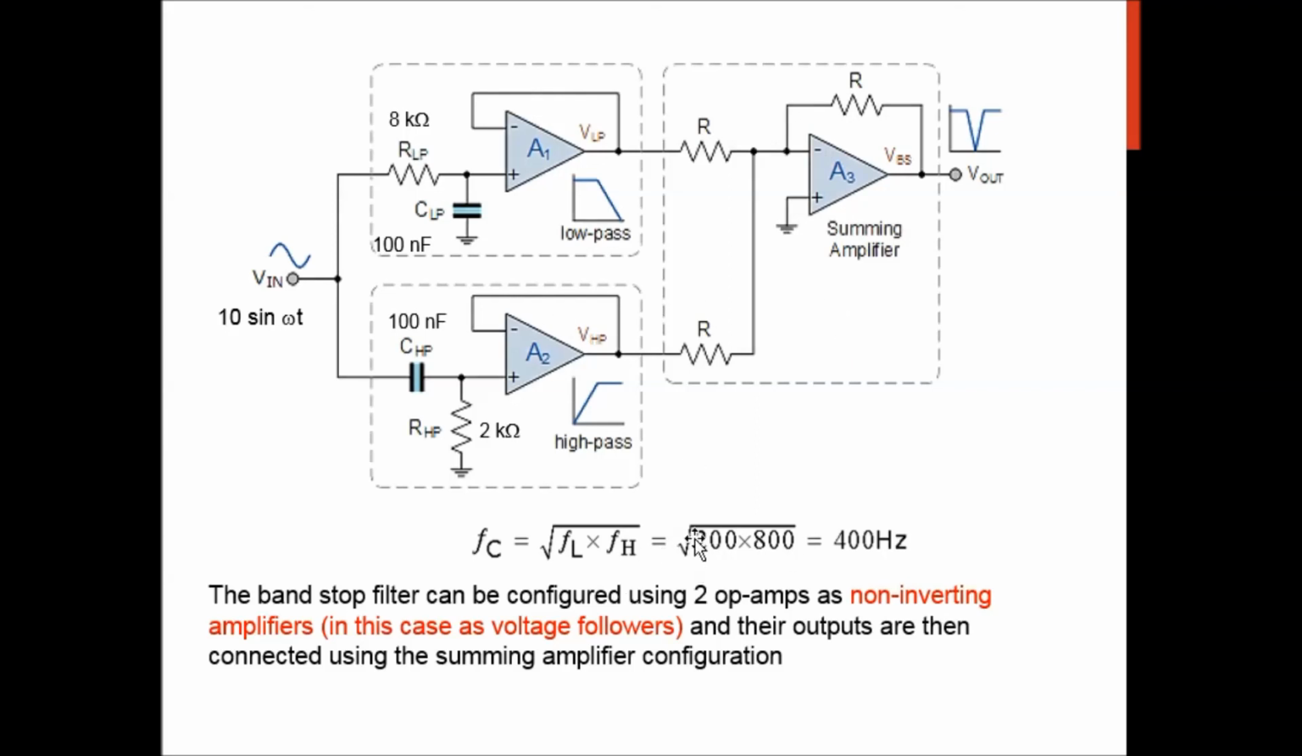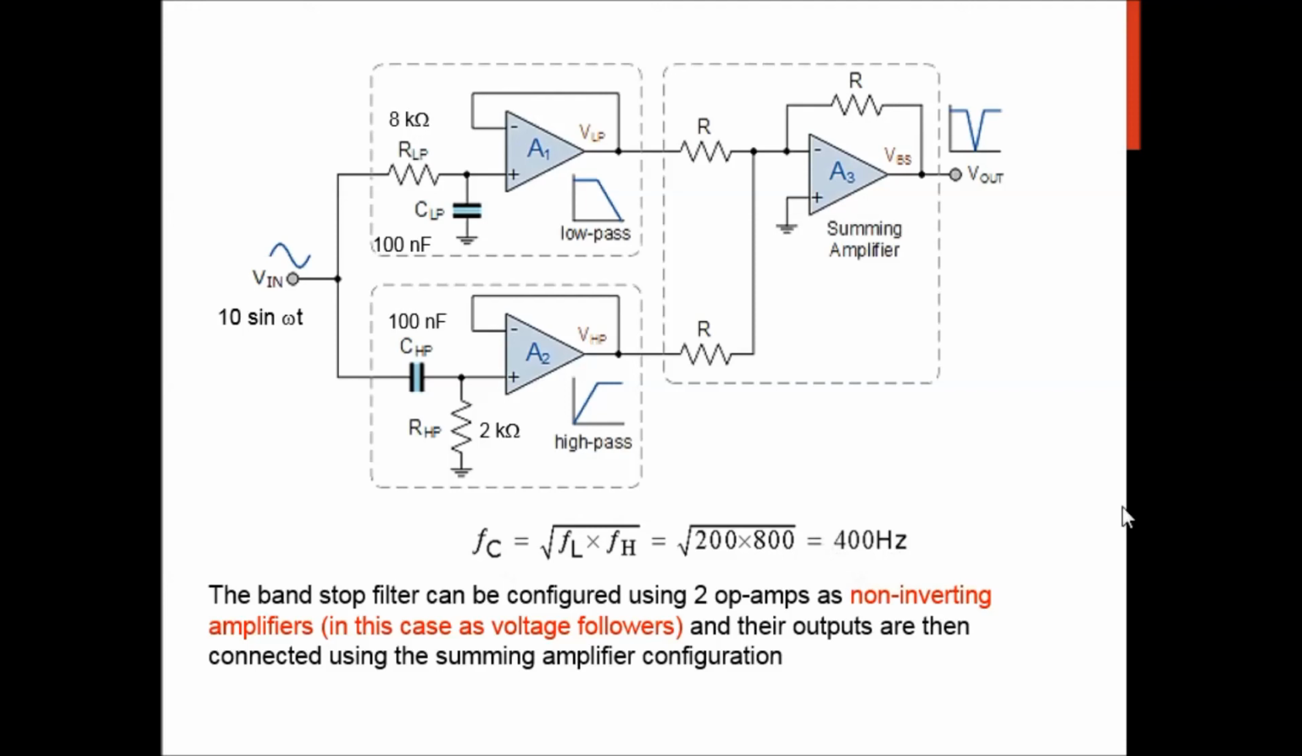And then the low cut-off frequency FL is this calculation, 1 over 2 pi, 8 kilo ohm multiplied with 100 nanofarad, you will get 200. And then for the FH is 1 over 2 pi multiplied with 2000 and 100 nanofarad, and you will get 800. And therefore you can calculate what is the cut-off frequency, which is equivalent to 400 Hertz.